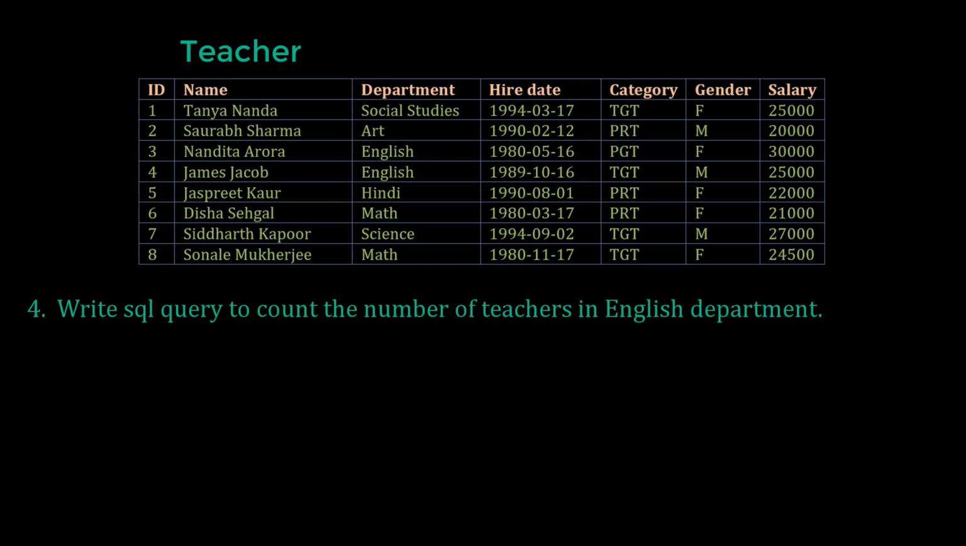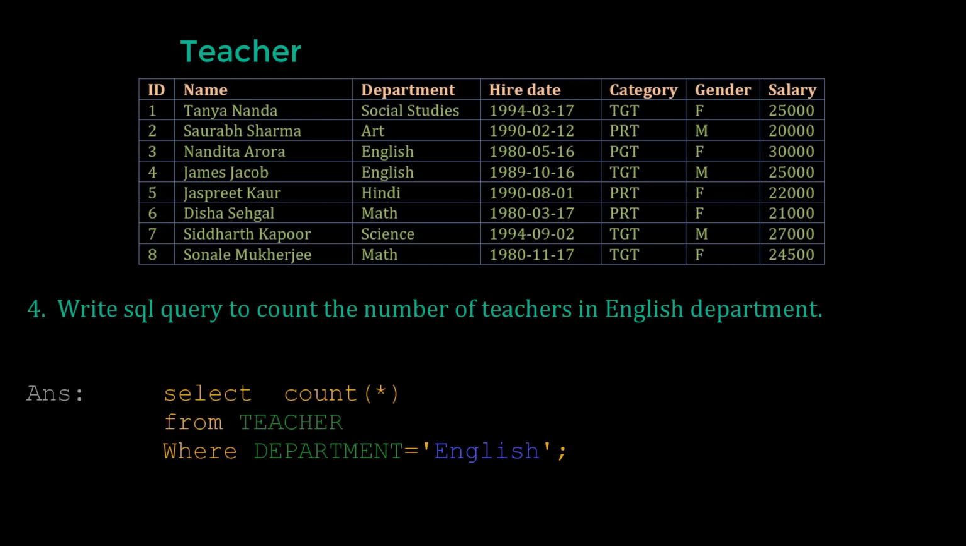Question number 4. Write an SQL query to count the number of teachers in the English department. Answer is select count asterisk from teacher where department equal to English. Here count is a function used to count how many rows.